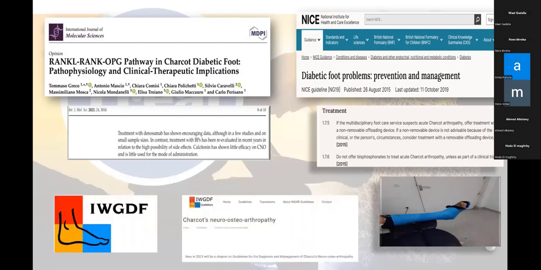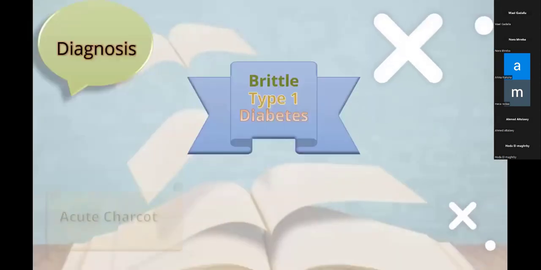And we're still waiting for the International Working Group on the Diabetic Foot to publish its guidelines this month, during its conference, which will be held in the Netherlands. We're still waiting for the new guidelines.